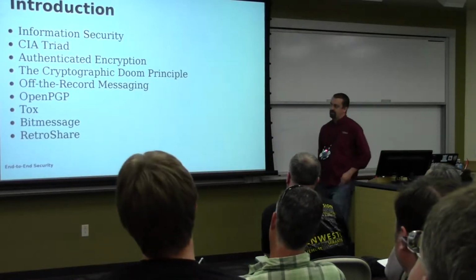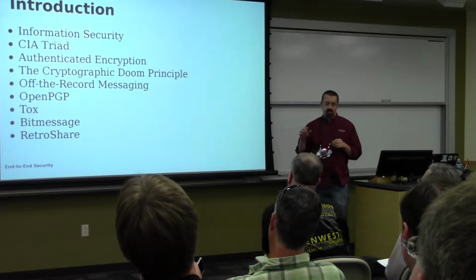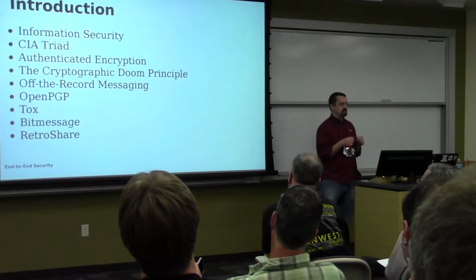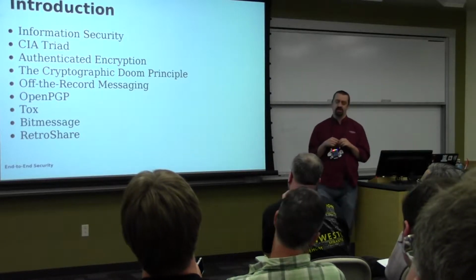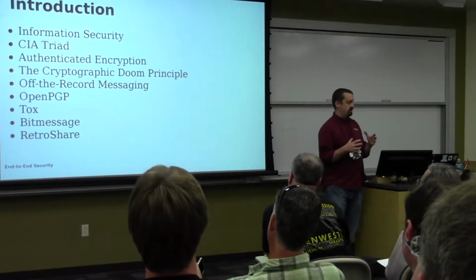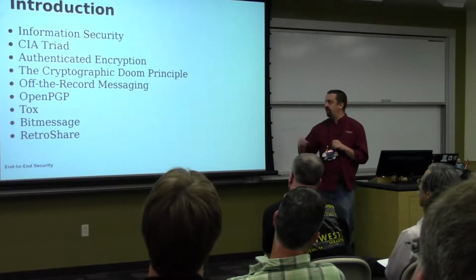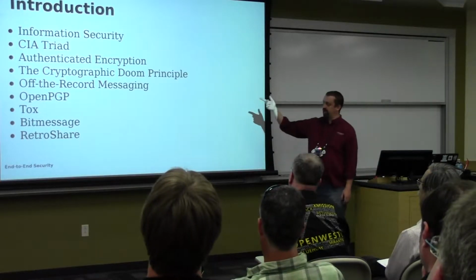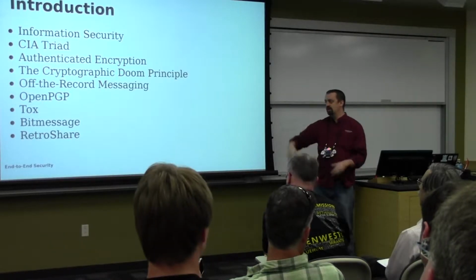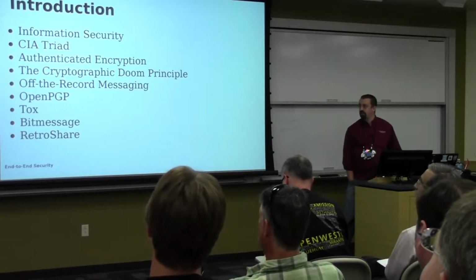So with that, here's what we're going to cover. I'm going to talk about information security from a 3,000-foot level. I'll drill in a little bit to what's known as the CIA triad, also known as the AIC triad. It has nothing to do with the Central Intelligence Agency. It's actually an acronym for something else. And then I'm going to build upon some theory on how to successfully create an end-to-end encrypted connection. That requires talking about authenticated encryption and the cryptographic doom principle, and there's a lot of other stuff in between those topics. And then we'll look at some actual implementations of some end-to-end security applications.